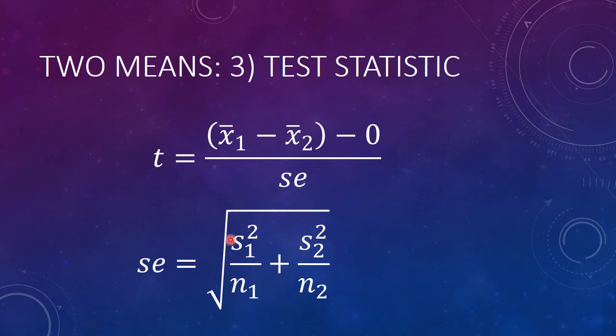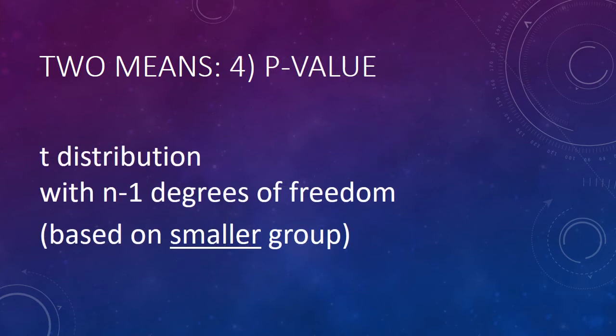So we take the standard deviation for group 1 and we square it and then divide by the sample size for group 1. And we add that to the square of the standard deviation for group 2 divided by the sample size for group 2. And then we'll take the square root. And that will give us this total standard error that we'll use for this test statistic. The sampling distribution for this test statistic is approximately a t-distribution. It's not exactly, but it's pretty close.